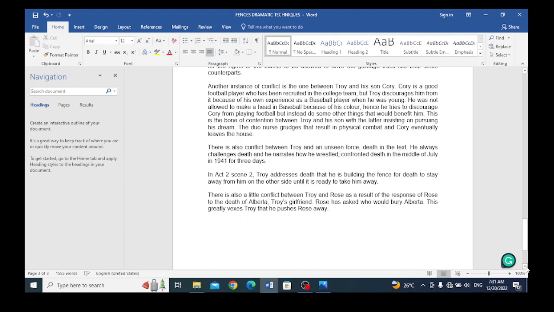There is also a little conflict between Troy and Rose as a result of the response of Rose to the death of Alberta, Troy's girlfriend. Rose has asked who will bury Alberta. This greatly vexes Troy that he pushes Rose away. So, these are the identifiable techniques, some of the techniques that are used in Fences, written by August Wilson.